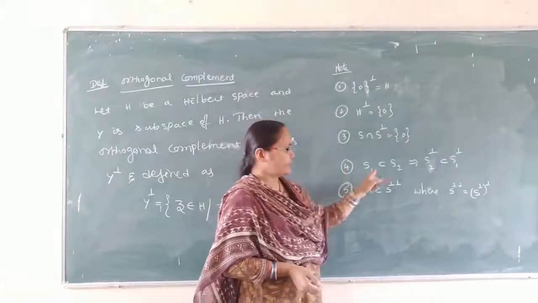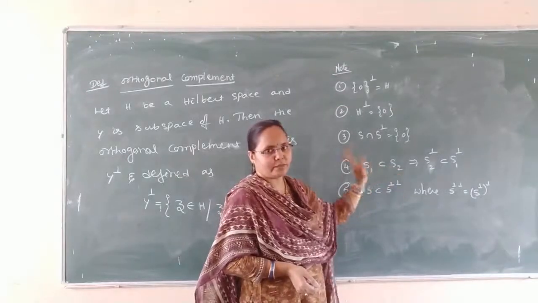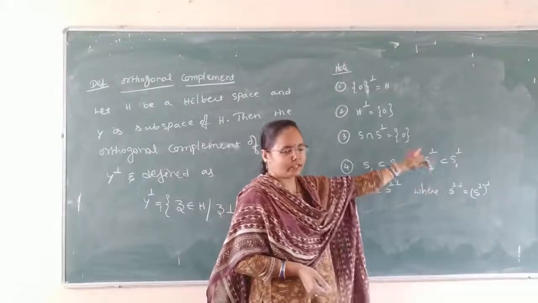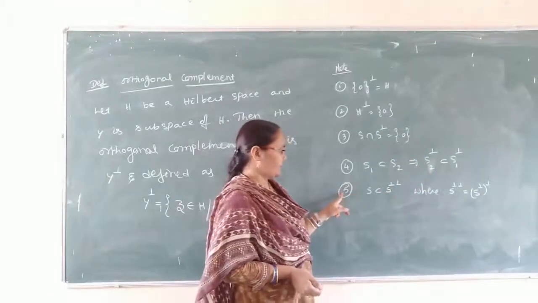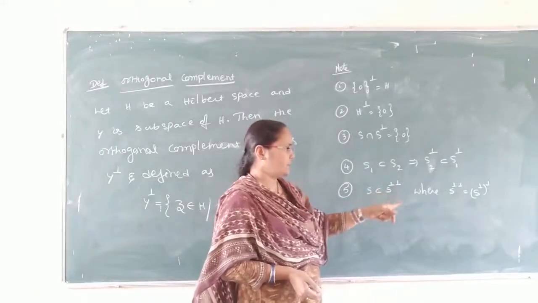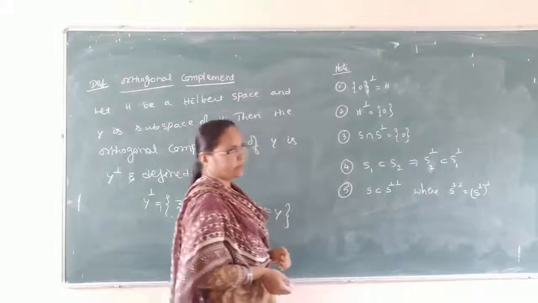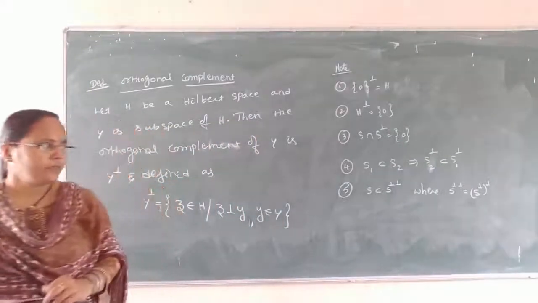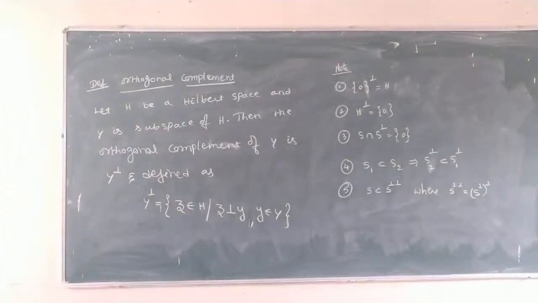Fourth one is S1 is a subset of S2. When we apply the complements, these two become reversed. So S2 orthogonal complement is a subset of S1 orthogonal complement. The fifth one is S is a subset of S double orthogonal complement, where S double orthogonal complement can be written as S orthogonal complement whole complement. Now the sixth one has the proof also, and that sixth point is important for short answer.